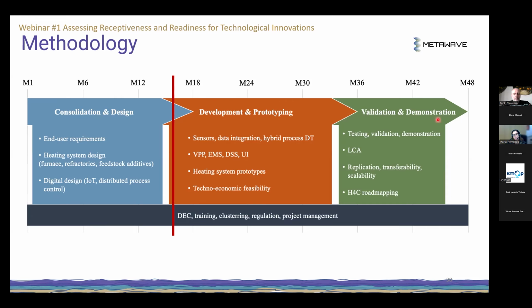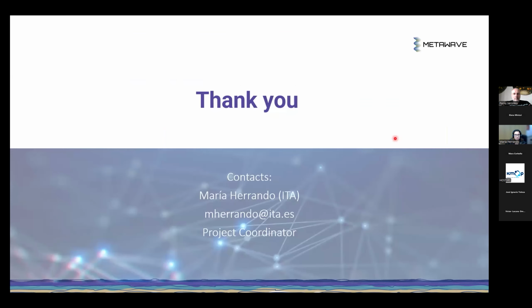And then towards the end of the project, around month 32, the prototypes will be installed in the 3 use cases, and then we will perform the validation demonstration activities along with some other transversal activities such as life cycle assessment or the road mapping. And that's all from my side.